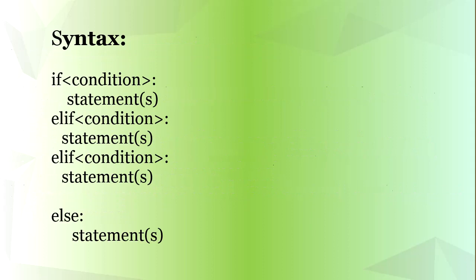Now see the syntax. Here multiple conditions are there with if, elif and else. Whichever condition is true, the statements following that condition will be executed and the rest of the blocks will be bypassed. And in case none of these if, elif conditions is true, at last the else statements are there, and the block in the else statements will be executed.